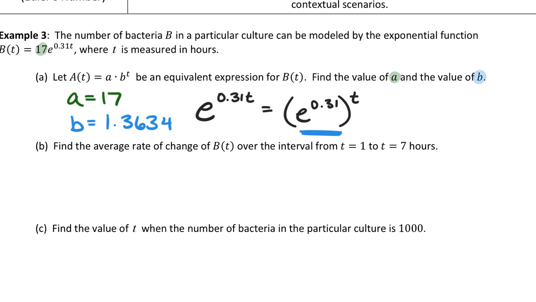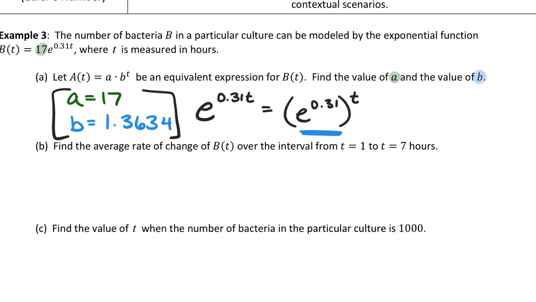$1.3634. Very good. So we took the formula we were given, found the initial value easy, and then used our exponent properties that we practiced in 2.4 to rewrite the base as a particular number for the value of b. Questions, comments, concerns?